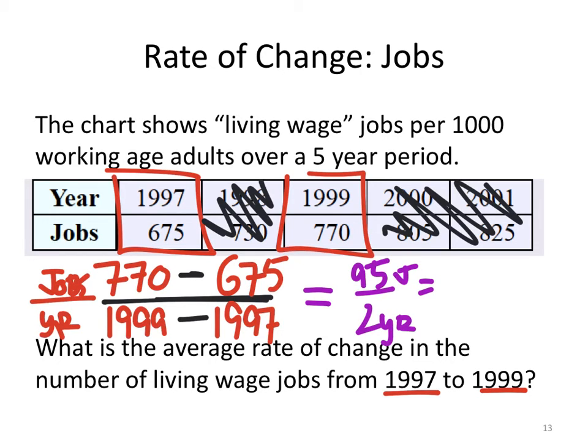We're really looking at the unit rate on this one. So 95 divided by 2, you could do that in the calculator. It should be 47 and a half. But again, this is a word problem, so we'll label it in jobs per year.